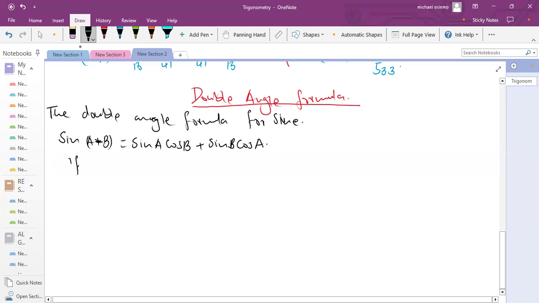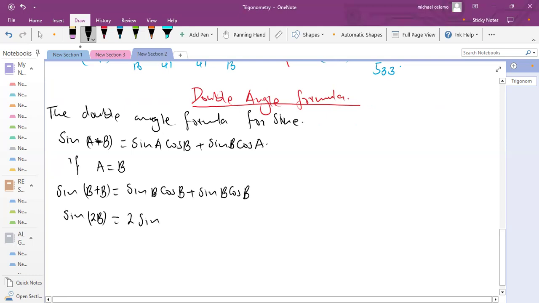If A is equal to B, then you're going to have sine(B plus B) is equal to sine B cos B plus sine B cos B. So if you check now, B plus B, it is what? 2B. So sine 2B is equal to what? Is equal to 2 sine B cos B.